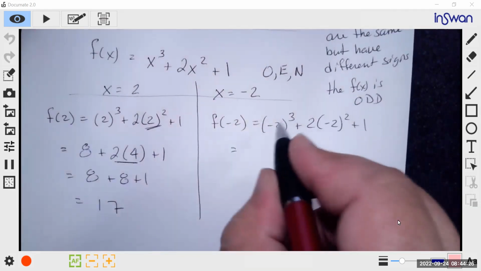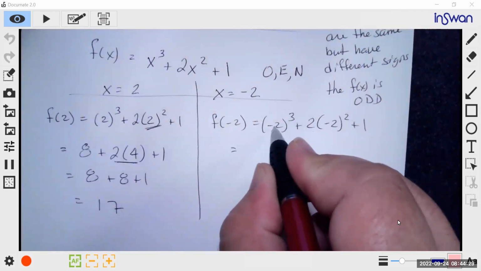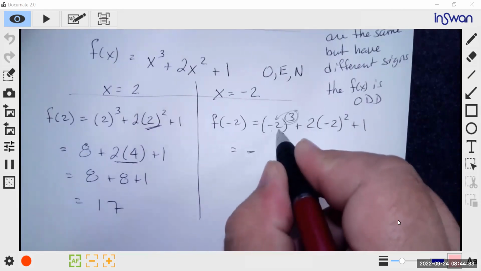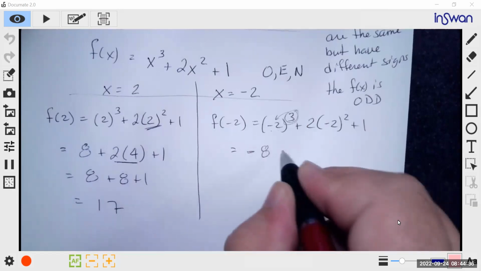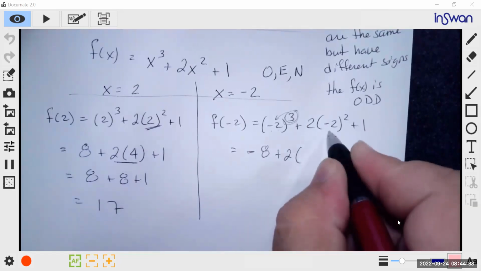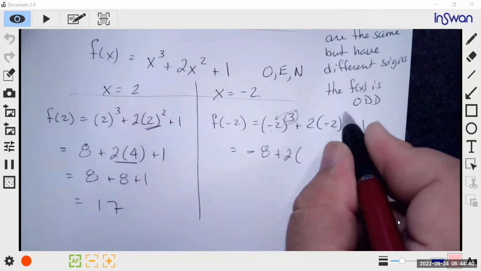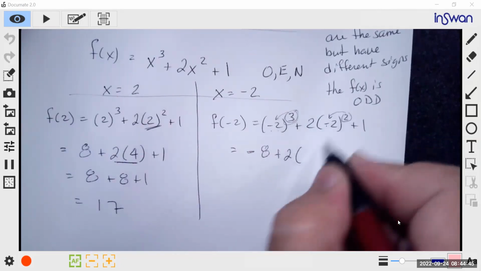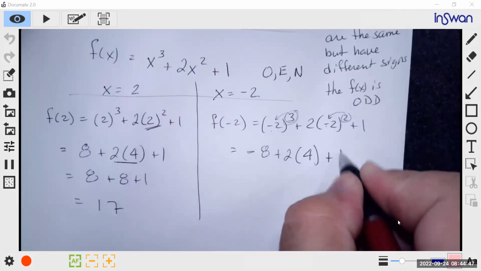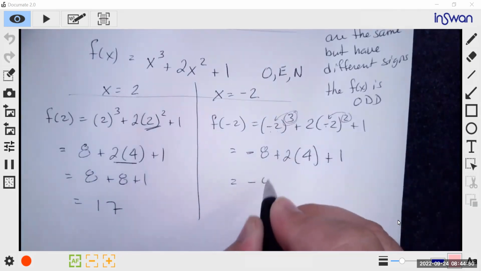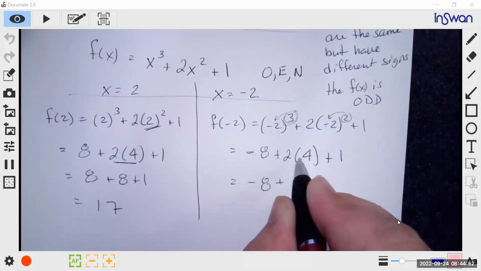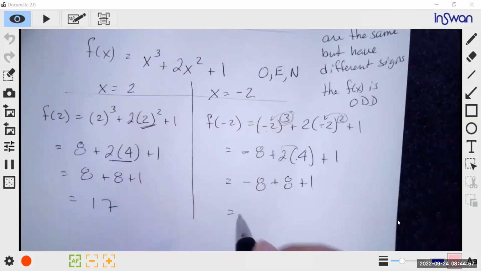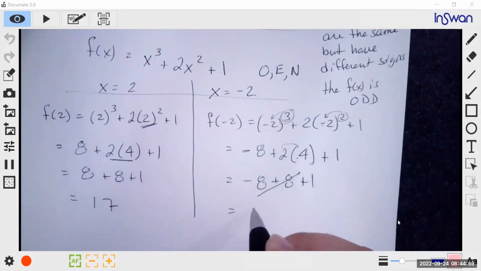Now the other side. Negative 2 cubed. Since it's an odd exponent, we know it's going to be negative. 2 cubed is 8. Negative 2 squared, since it's an even exponent, that'll make it positive inside the parentheses. So 2 squared is 4. 2 times 4 is 8. Then 1. Those cancel, so it's 1.